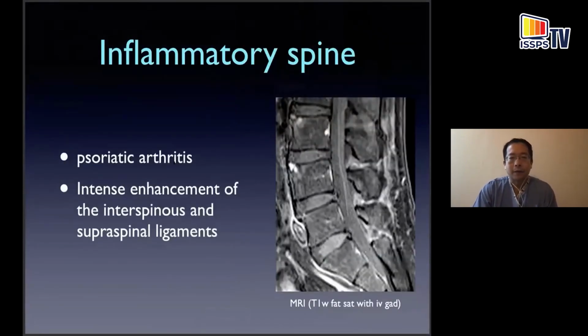In psoriatic arthropathies, you get enhancement with contrast-enhanced MRI of the interspinous and the supraspinous ligaments. Eventually, these can calcify up as well. The other thing that's important is that if you have enhancement here in the interspinous spaces, it's not advisable to pass a needle through it because, number one, you're not sure if it's infection, and also number two, they can be very painful as you pass a needle through these areas of inflammation.